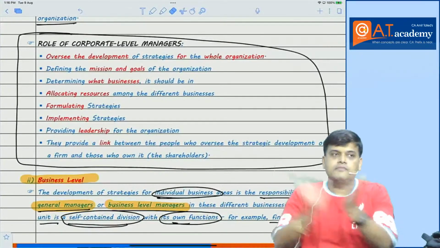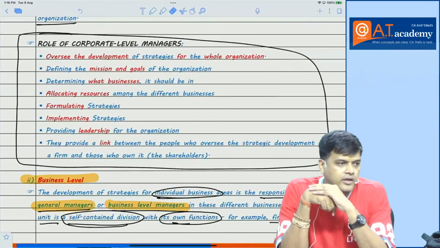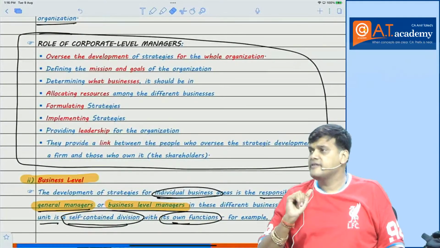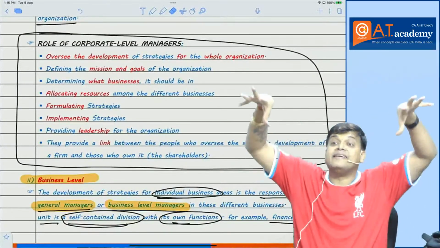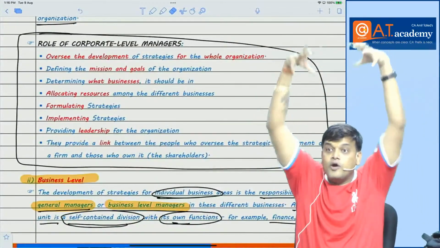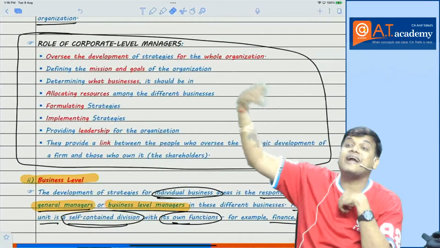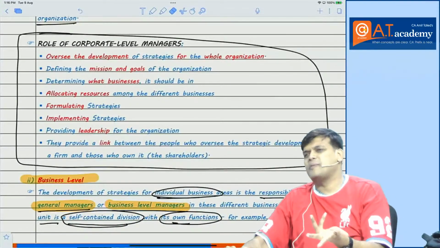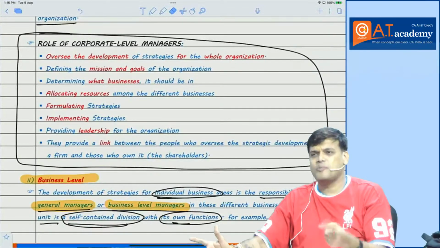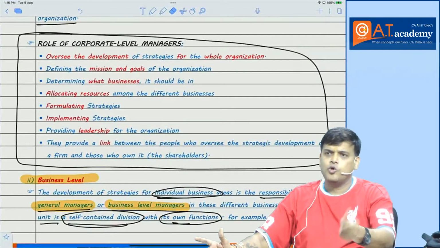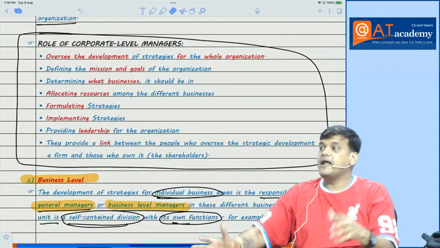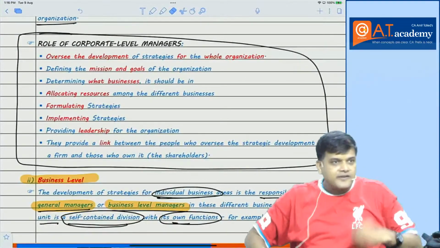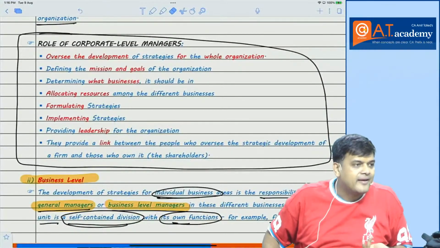Done? Let's come to the point. Sir, how many roles of corporate level managers are there? Roles of corporate level managers, 8 points. Exam easy. First of all, oversee, because he is at top. Oversee the development of strategies. Who will develop the strategies? All levels. But ultimately oversee the development of strategies will be done by corporate level, because whether functional level is developing a good strategy or not needs to be checked by corporate level.